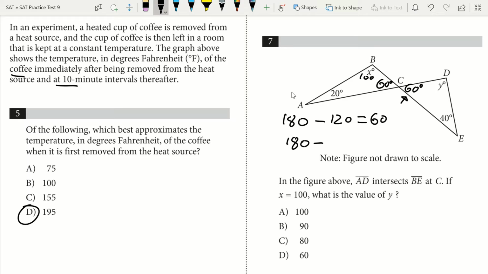And I'm going to subtract that 60 and I'm going to subtract 40, right? 60 plus 40 is 100, so 180 minus 100 is going to give me 80 for my y value. So my answer there is going to be C.